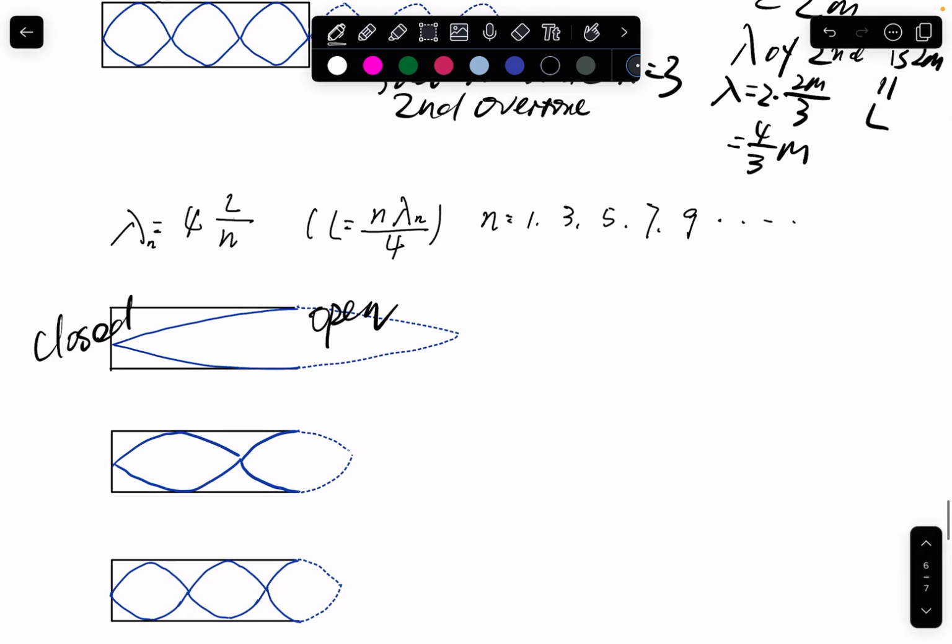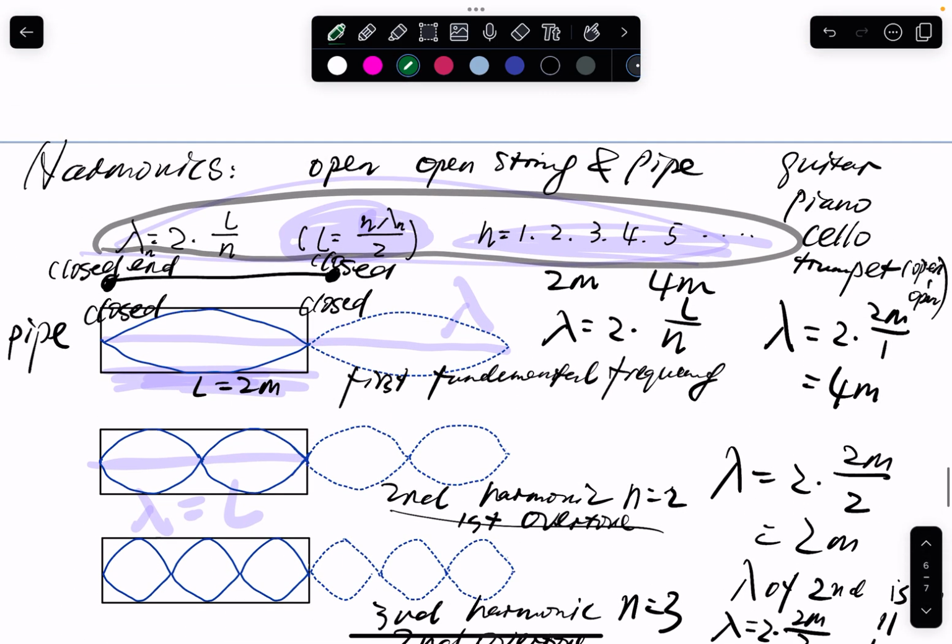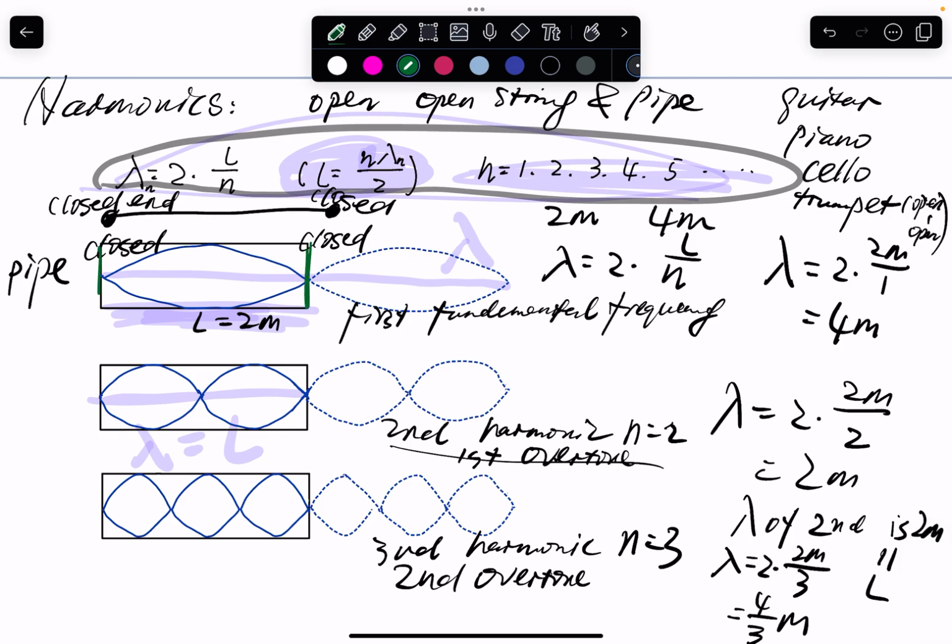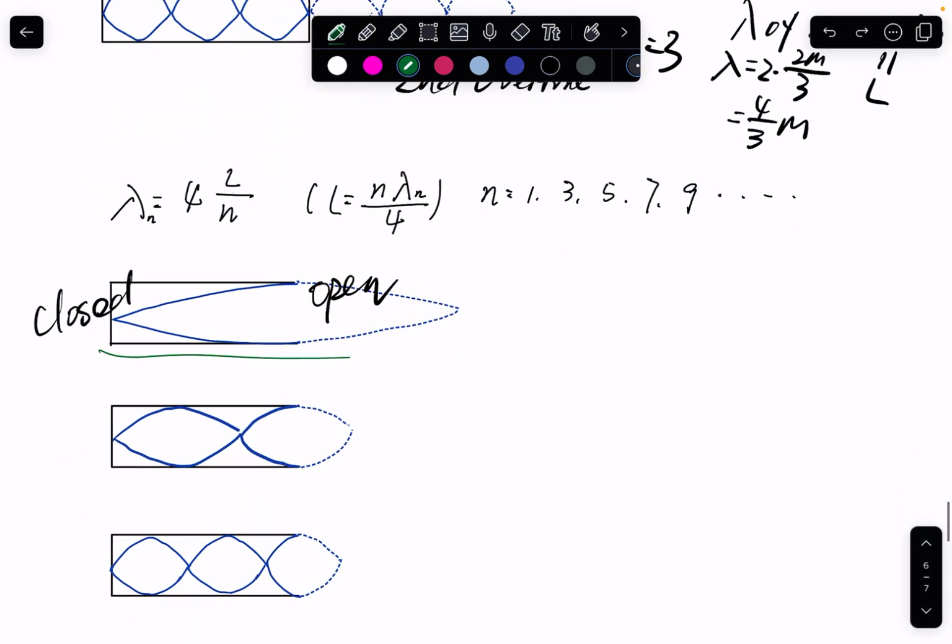Okay, and then the difference you see, I'm going to use a different color. Whenever you have closed material, you have a node here, and then this is an anti-node. And if I open this up, now this is not closed anymore. This is open. Once it's open, you cannot have any node on this open side. You can only have an anti-node. And this side is closed, so it's still a node.